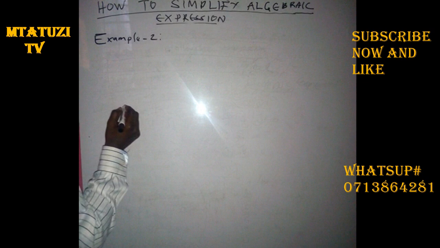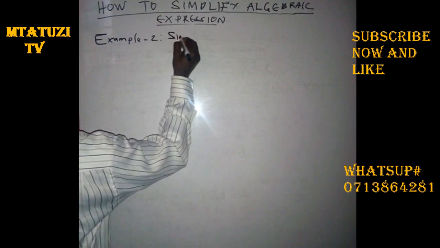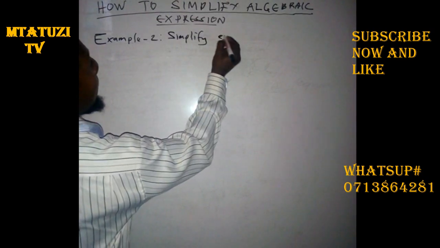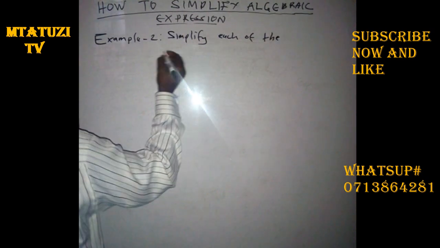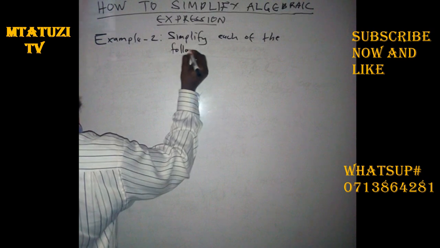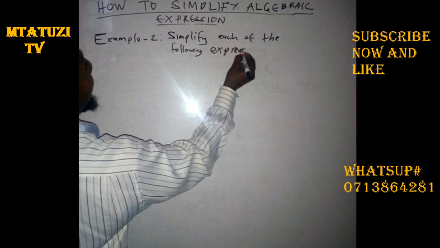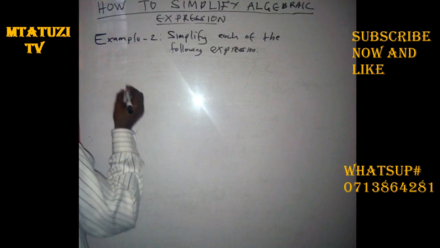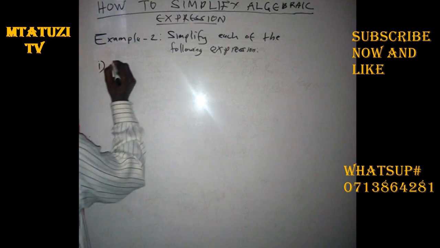Example number 2 on how to simplify. It says simplify each of the following expressions. Now you are given another type. They are the same but different in appearance, or the way you are given them in an examination or in an exercise.